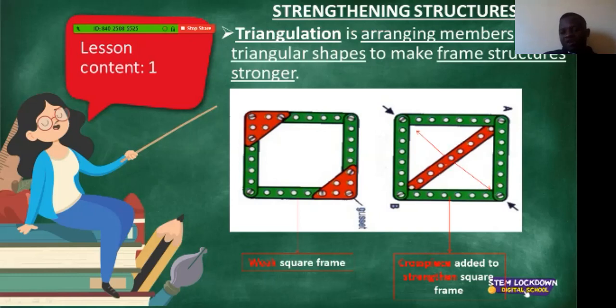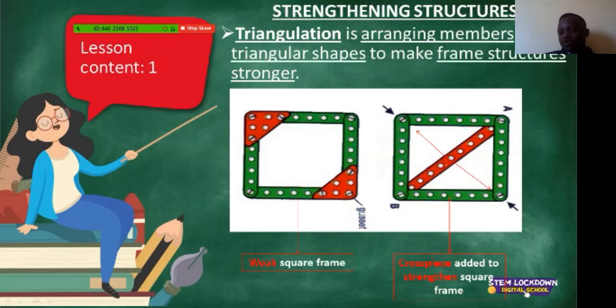So introduction of this cross piece will assist you to strengthen a frame structure such as this. Ladies and gentlemen, so you can see from this square frame, if you introduce a cross piece, you then have what we call a triangular shape. So you have triangulated this frame shape. So you've got 1, 2 triangular shapes, which means that you've strengthened the structure.